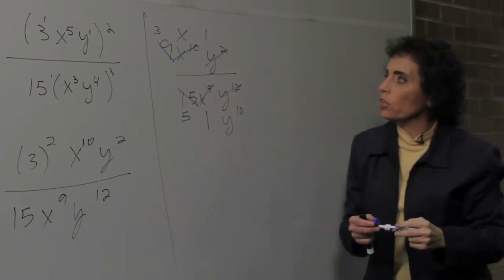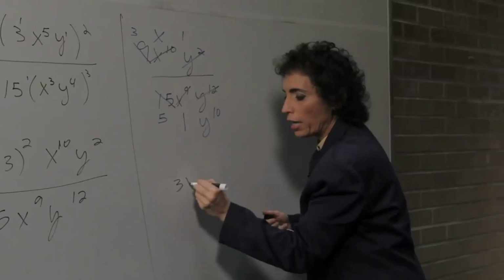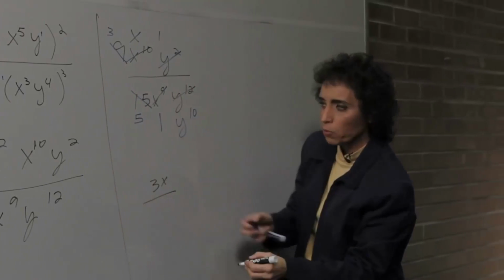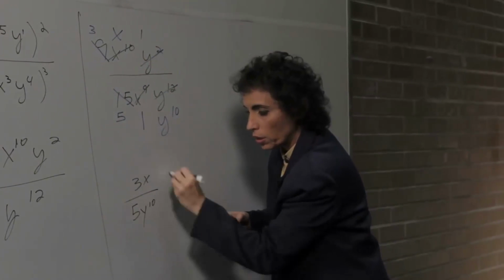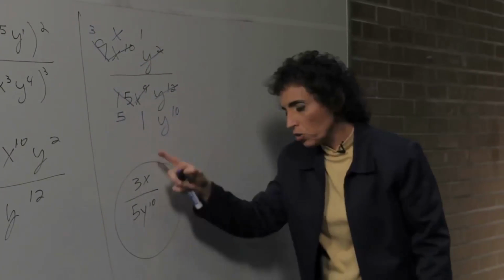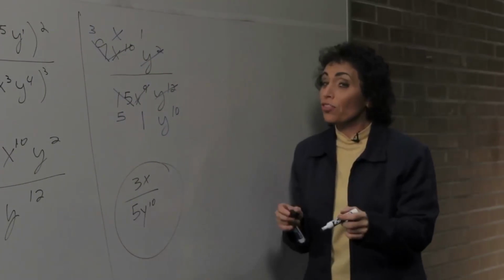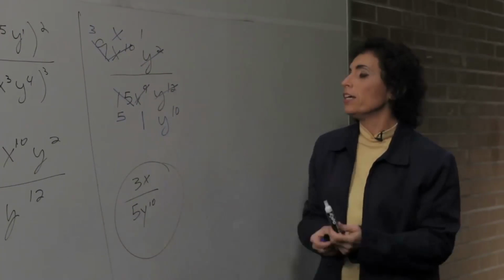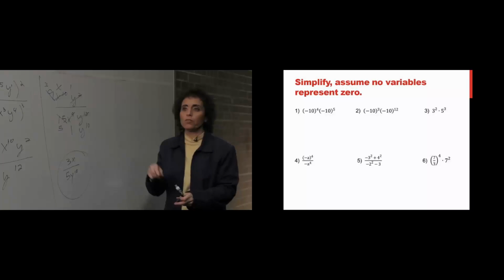So the answer is, on the top, 3x times 1, or just 3x. On the bottom, 5 times 1, or just 5, times y to the 10th, or 5y to the 10th. I know I'm done because there's nothing left to reduce. That's it. Pretty cool problem. Do you see they're getting bigger? Isn't that cool? All right. We got a couple more to do together, and then I promise you're on your own.